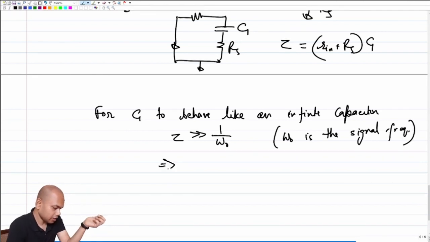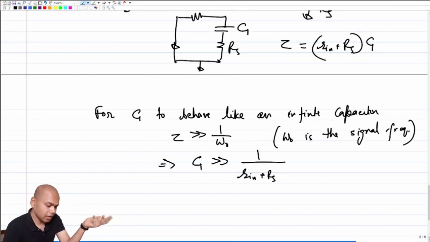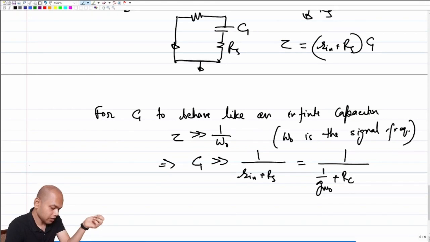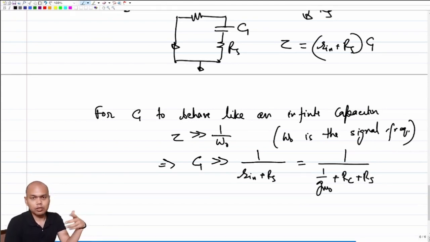which means that the constraint on C1 becomes C1 has to be much, much greater than 1 over Rin plus RS. What is Rin? Rin is 1 over GM naught plus RC, plus RS, right? So, this is the constraint on C1 that you need to satisfy.